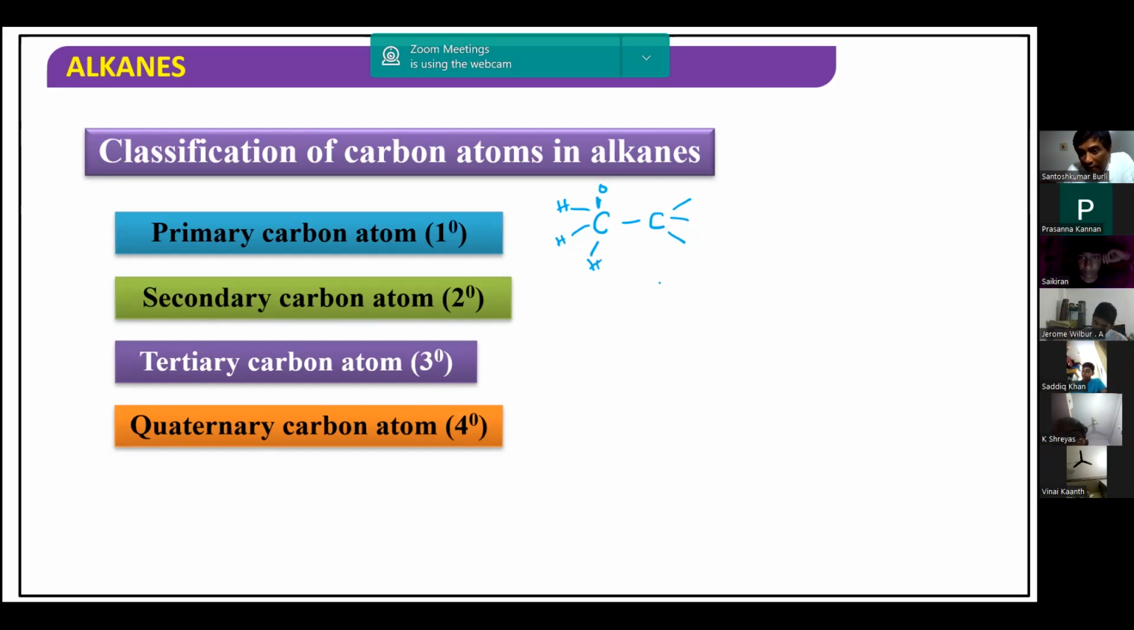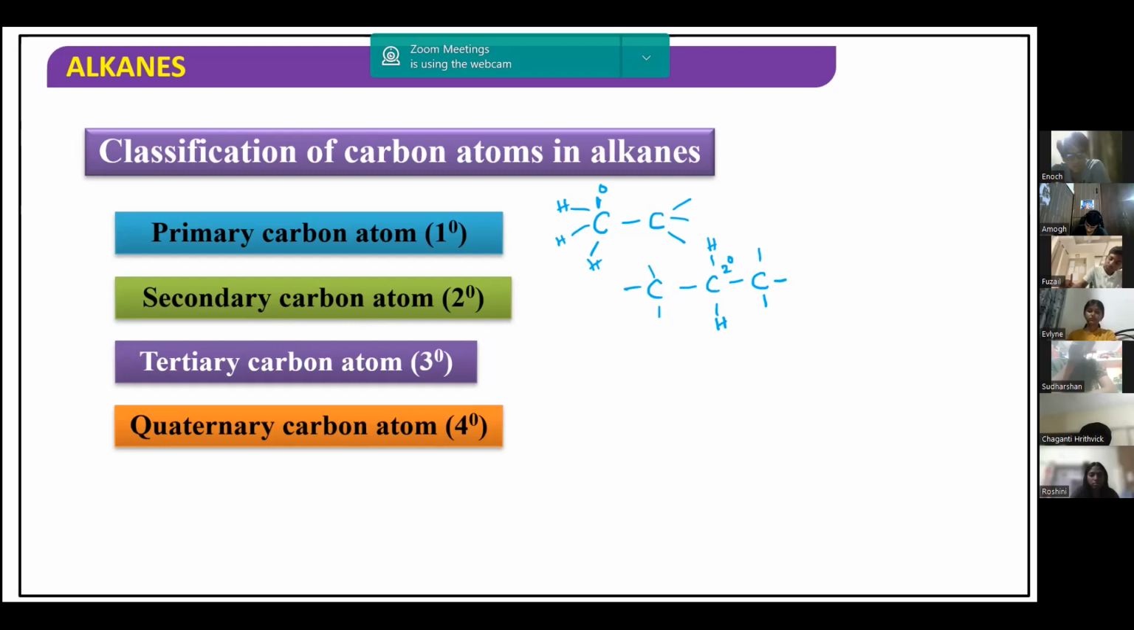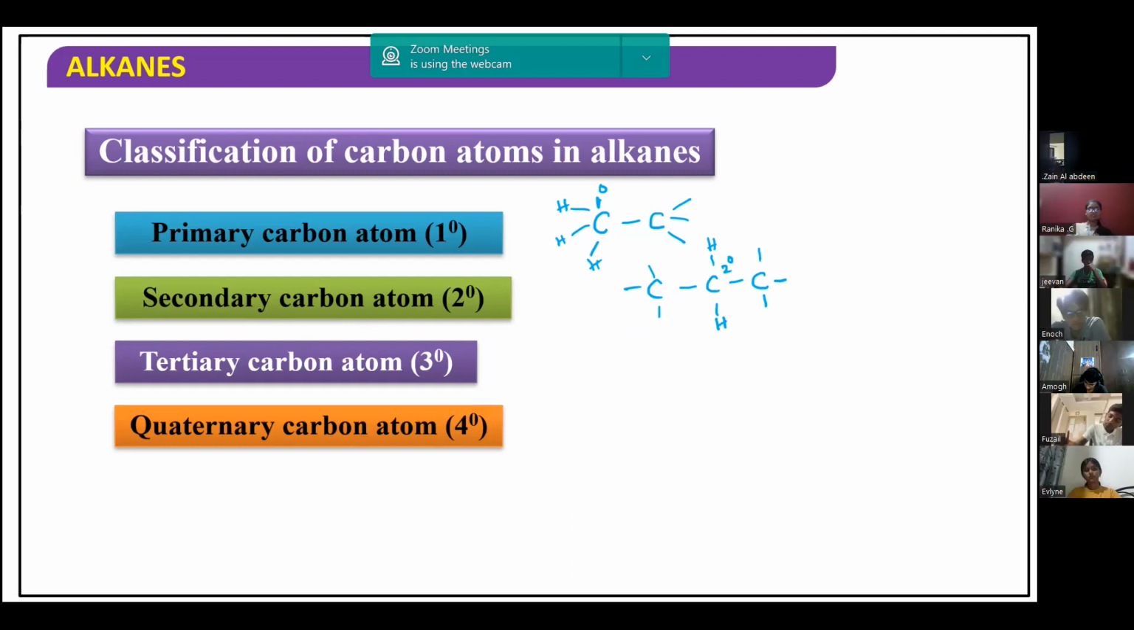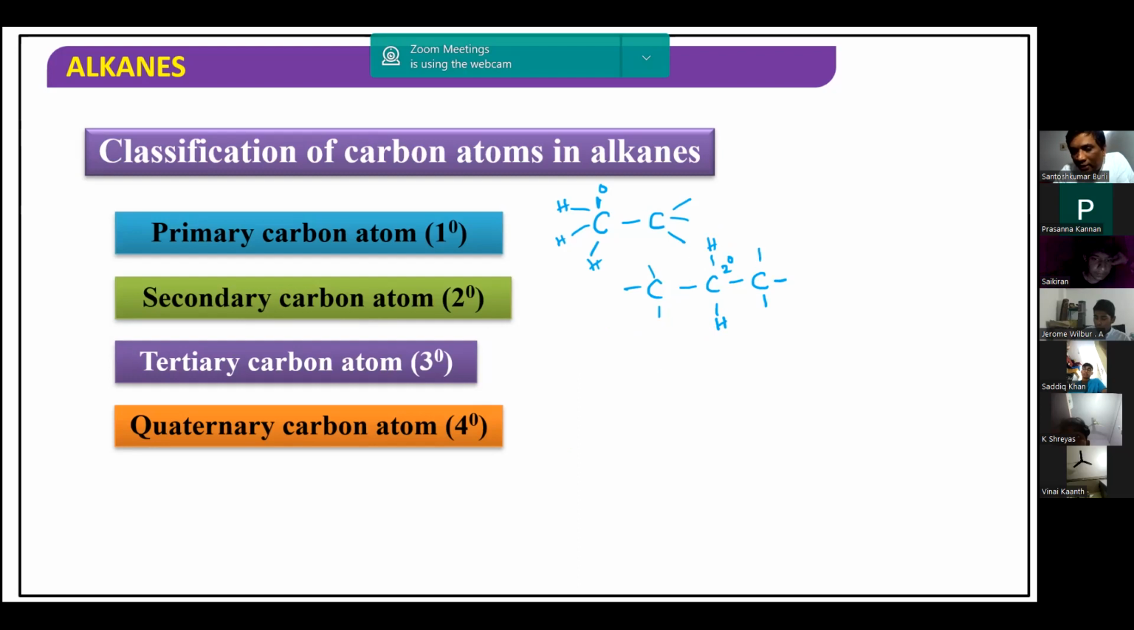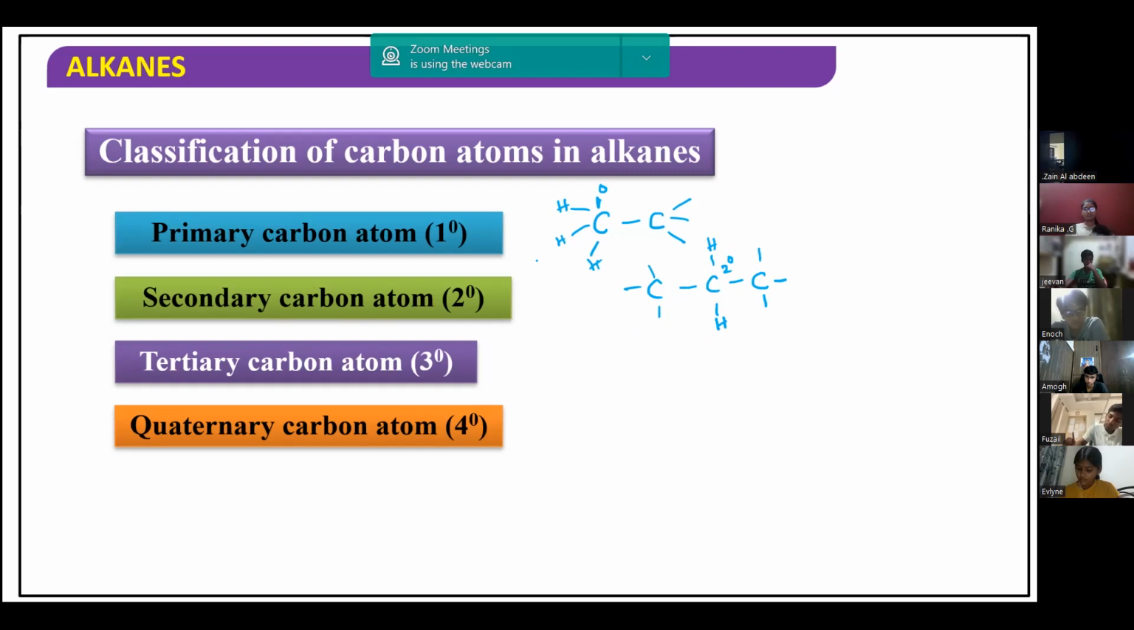Now secondary carbon atom, what is secondary carbon atom? If I have like this, this is secondary carbon atom if we have 2 hydrogens over here. So a carbon atom attached to 2 other carbon atoms is called a secondary carbon atom, and hydrogens attached to a secondary carbon are called secondary hydrogens. Here these 3 are primary hydrogens.